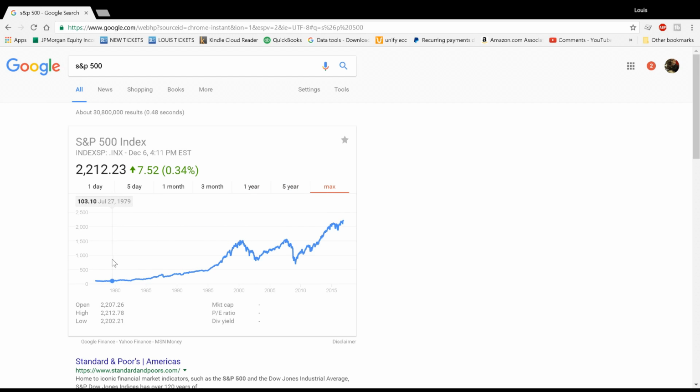This is a graph from 1976 to the present, and even though you have these times around the dot-com bust and also in 2008 when the financial crisis hit where it went down, you can see that it did recover from those. It always recovers.